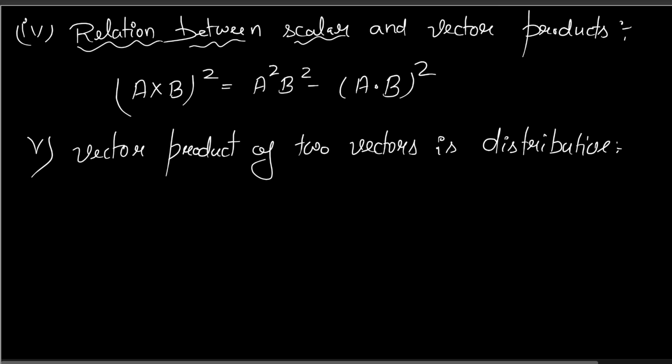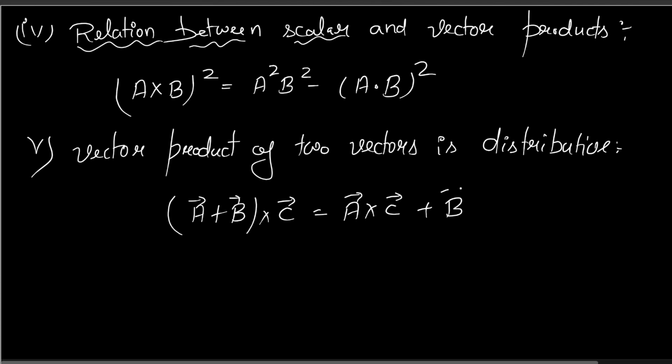The vector product of two vectors is distributive. It means simply (a vector plus b vector) cross c vector, okay, just write the cross product between them. It is nothing but a vector cross c vector plus b vector cross c vector. Do not forget, if we change the order of a and c, you have to put the minus sign. But this problem does not lie in the dot product.